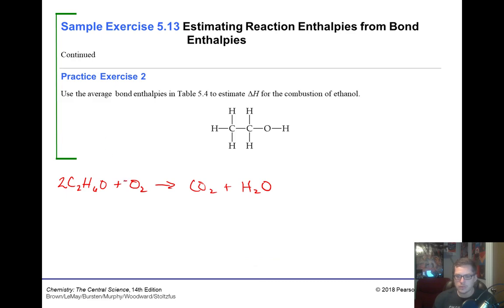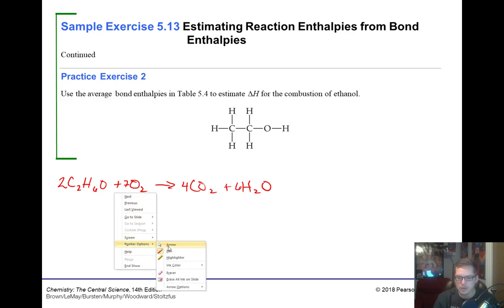Okay, 7, 4, and 6, and we should be all balanced. Let's just double check. So 4 carbons, 12 hydrogens, 12 hydrogens, 14, 16 oxygens, and 8 plus 6 is 14. What did I screw up? Did I do it wrong before? Oh, I totally did it wrong before. You guys should have stopped me. This is embarrassing.